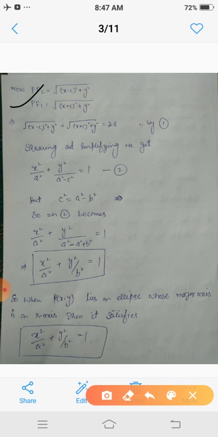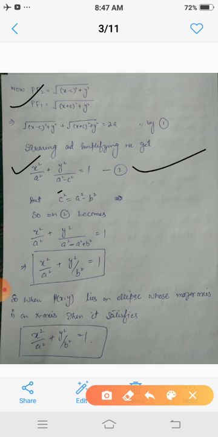On squaring this equation and after simplifying, we get x square upon a square plus y square upon a square minus c square equals 1. Name it equation second. But in my last video lecture, we derived a relationship between the semi-major axis, semi-minor axis, and the distance of one of the foci from the center. And we know that c square equals a square minus b square is the required relation.